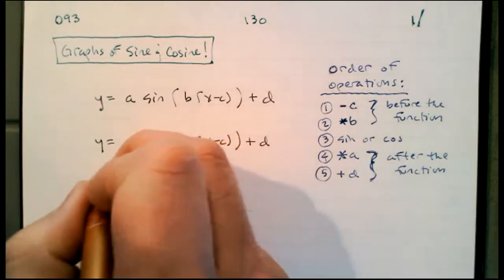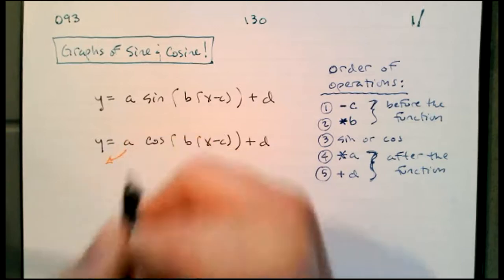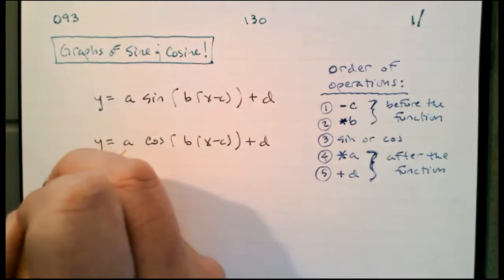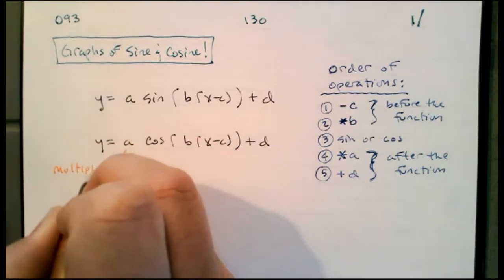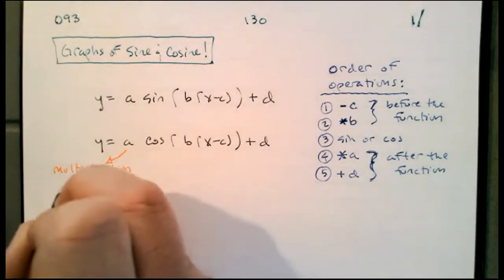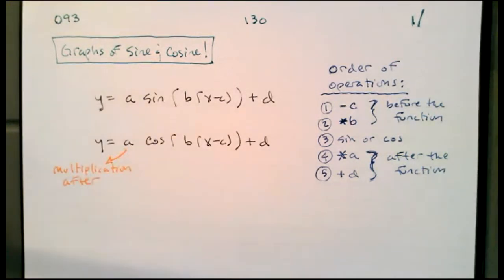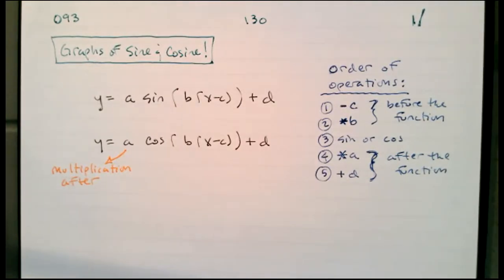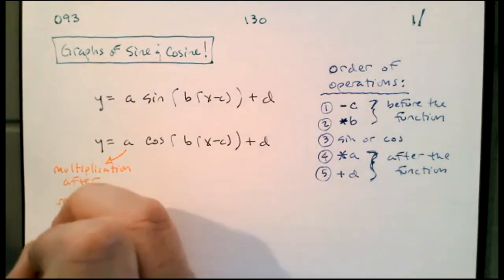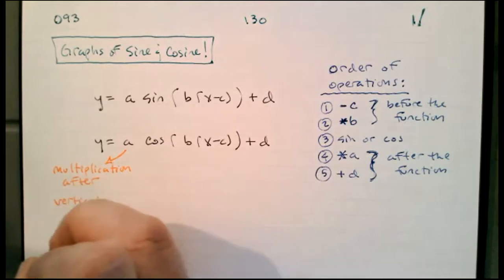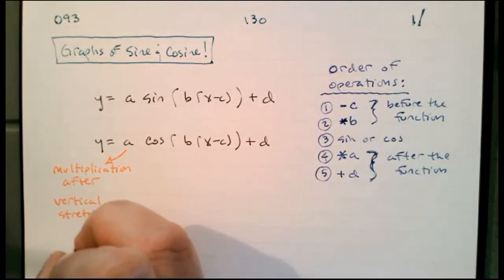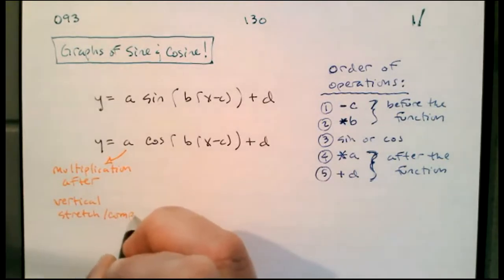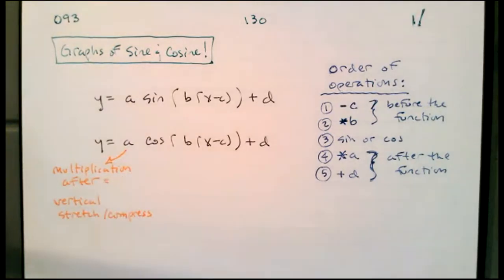So a is multiplication after the cosine. Since it's multiplication and it's after, it's going to be vertical and it's going to be a stretch or compression. Multiplication afterwards is going to be a vertical stretch or a compression.